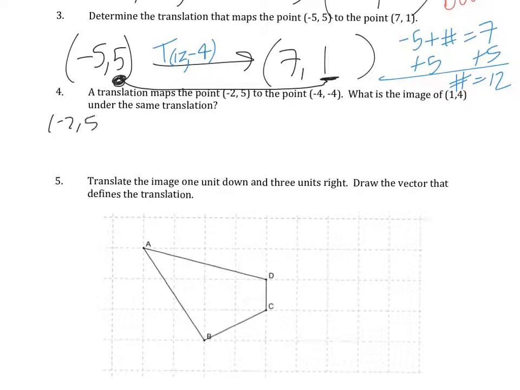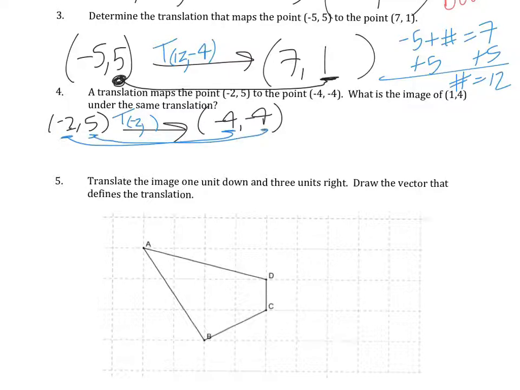So we're going to go -2, 5. And someone did a translation, and it brought us to -4, 4. And our job is to figure out what that translation was. So in this case, we could figure out from -2 to -4, the person must have subtracted 2. And to get from 5 to -4, they must have subtracted 9. Now we're going to apply the same translation to this coordinate. So it's going to be 1, 4 underneath the same translation of -2, -9.